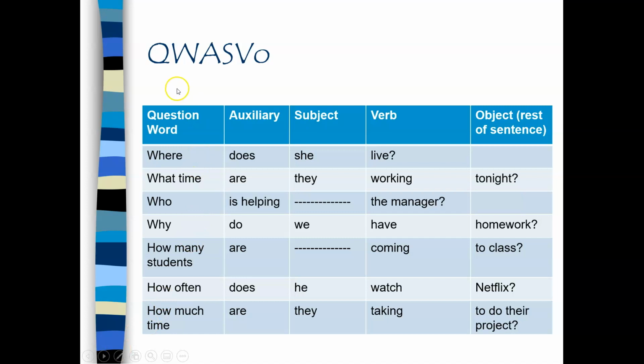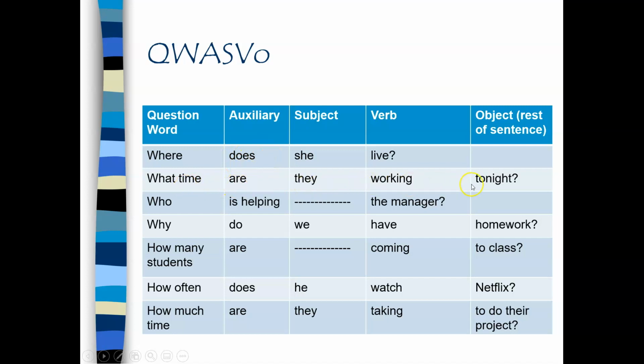This is the trick that we try to remember: QASVO. So question word, auxiliary, subject, verb, and O, the object, or we can just say the rest of the sentence, but it's easy to say QASVO. So let's have a look at each of these sentences so I can explain them to you. In this one, where does she live? Very basic. The answer would be she lives with the S. So the S is here on my auxiliary.